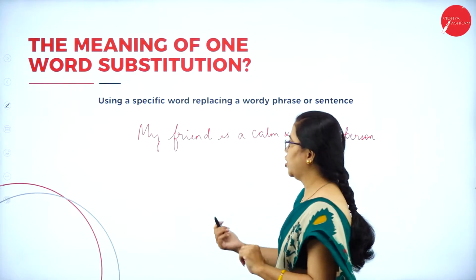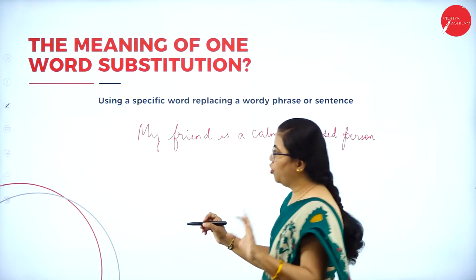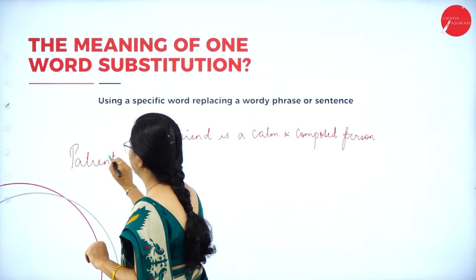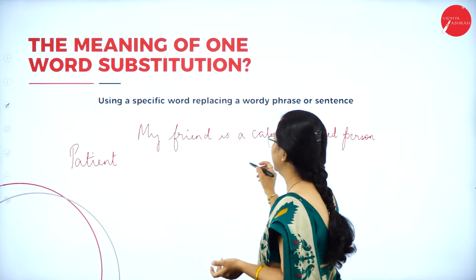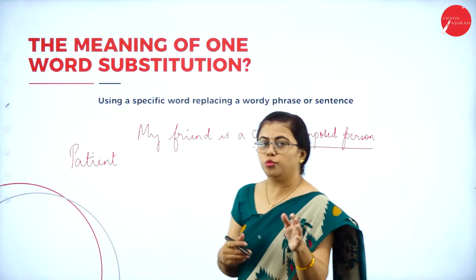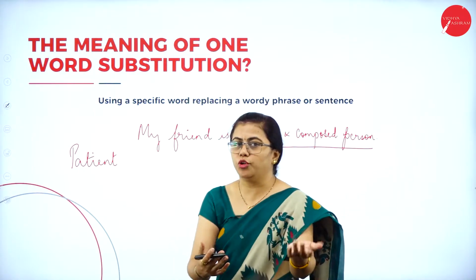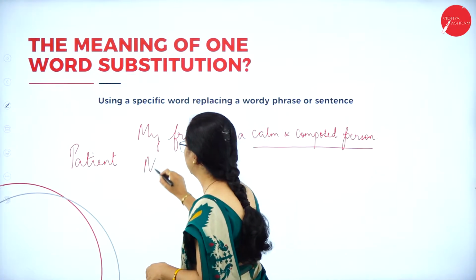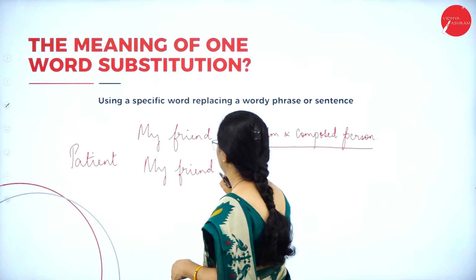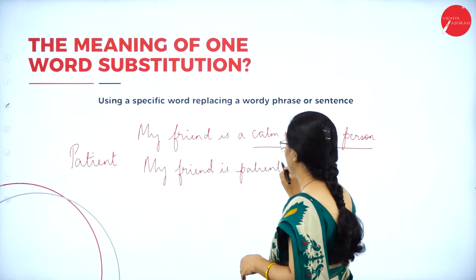Let us check over here. My friend is a calm and composed person. Suppose, had you known this word patient, you wouldn't have written these words, calm and composed person. You would have replaced that phrase with this word. So how do you replace it? My friend is patient, you can say, or patient person also you can say.